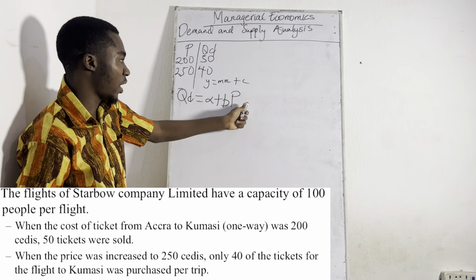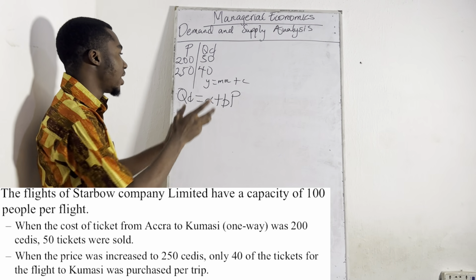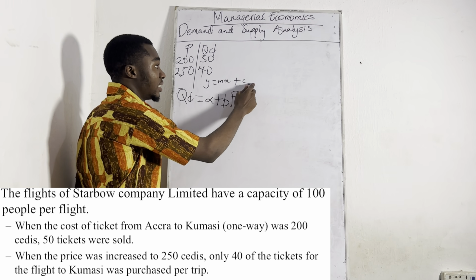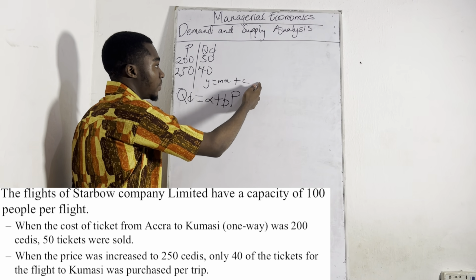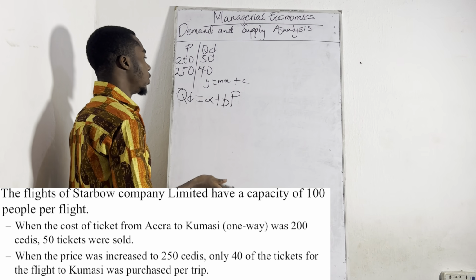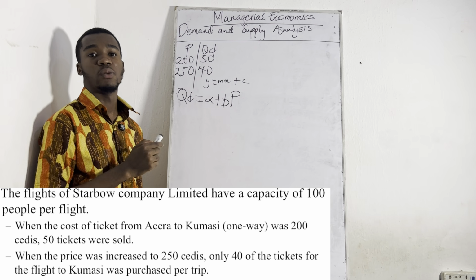So the P is the price. So whatever is attached to the price is your slope or your gradient. Then the one that is standing alone is your alpha. So for mx plus c, the one that is standing alone, which is c, is your intercept. Then the m, the one that's attached to the x, is your gradient. So now that we know this, the first thing we find is our beta, which is the b, which is the same as the slope or the gradient.